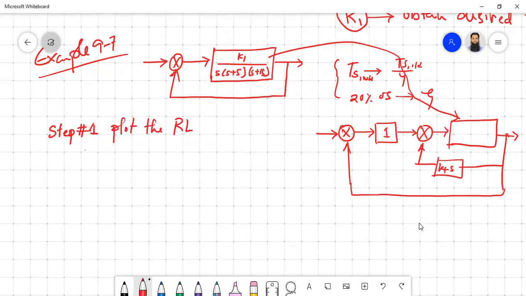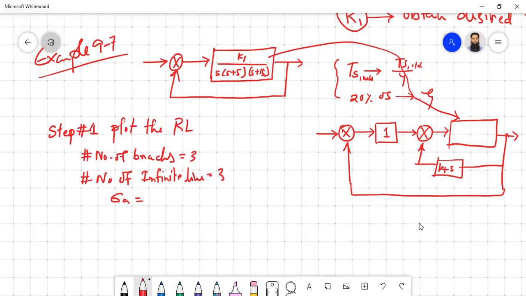The summary is: the number of branches is 3, because you have only 3 poles. The number of infinite lines is 3. Then your sigma A, just calculate, you're going to find it is minus 6.667, and your theta A, for 3 infinite lines, is basically 60 degrees, 180 degrees, and 300 degrees.